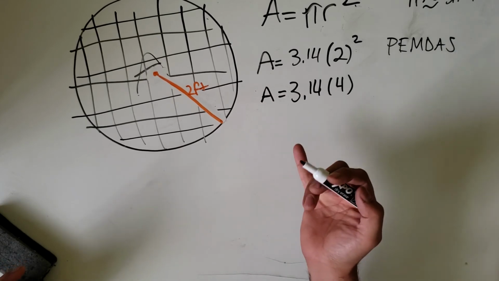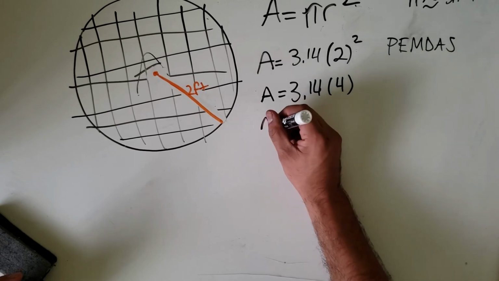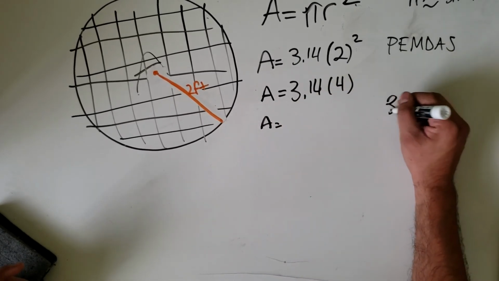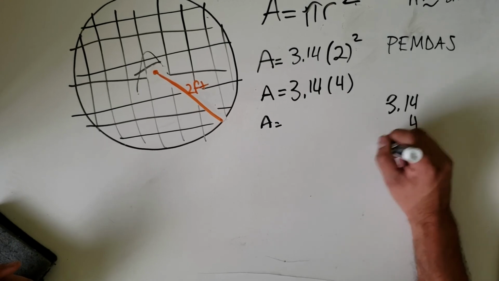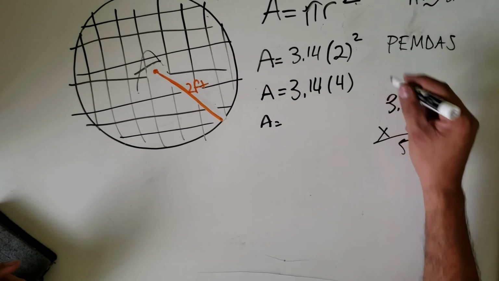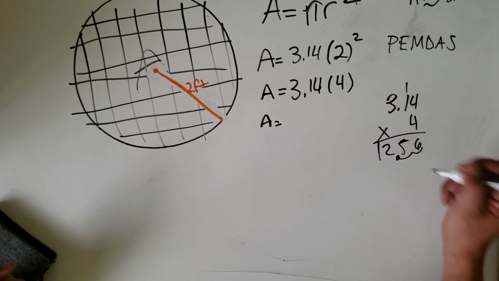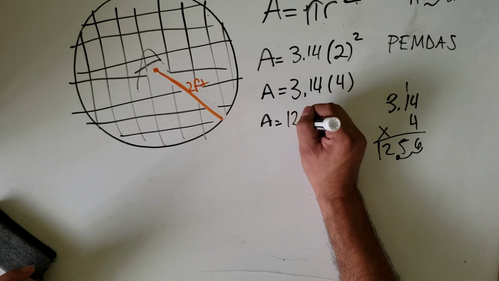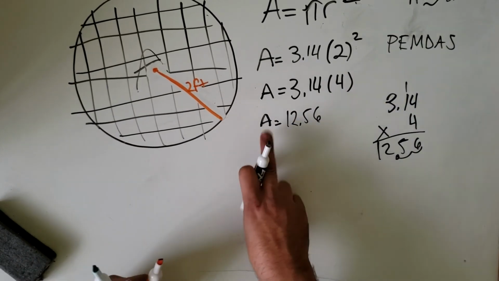Okay, so now let's continue with this one. So we're at here, 3.14 times 4. So I'm going to multiply those. And here I don't have to line up decimals. 4 times 4 is 16. 1, 5, and 12. 2 numbers after the decimal, so I have to move it over twice, and I get 12.56.